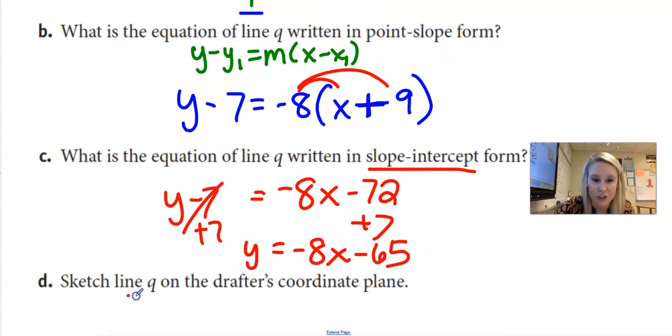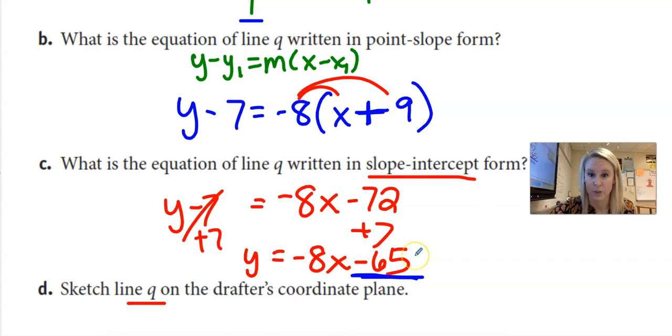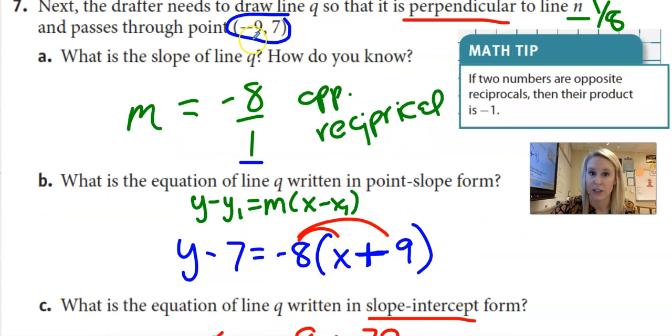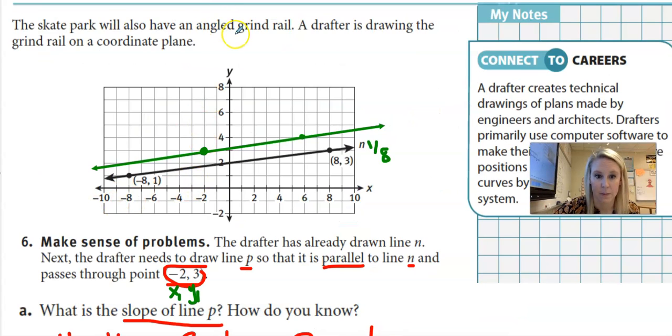Then it wants me to sketch this on the graph of the original one. Now you will also know I cannot graph something that is a -65 on the y-intercept. Just can't do it. So I'm going to do the same thing. I'm going to use my slope of a -8 and use this (-9, 7) point to graph it. So let's go back. My point is -9 and then a +7.